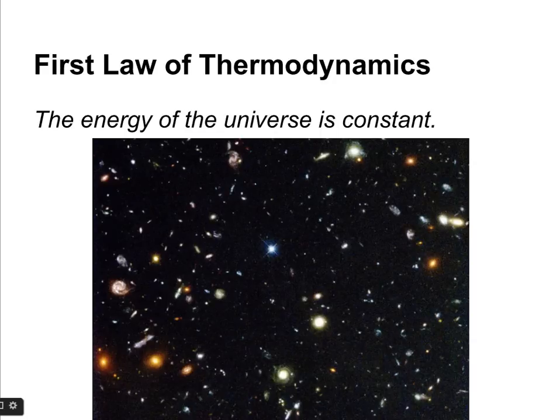The first law of thermodynamics says that the energy of the universe is a constant. That means that all the energy everywhere already exists. It's just going to be transferred between different forms.